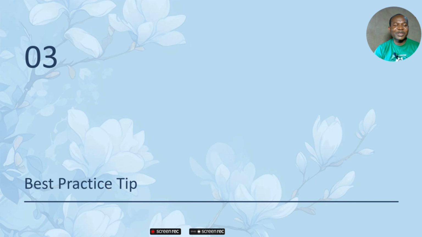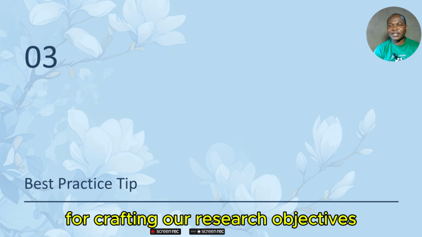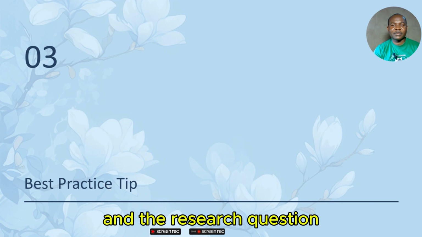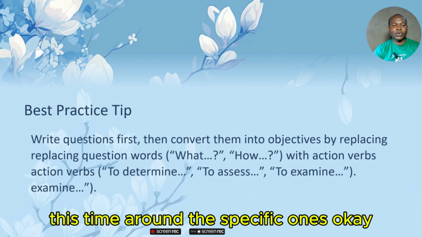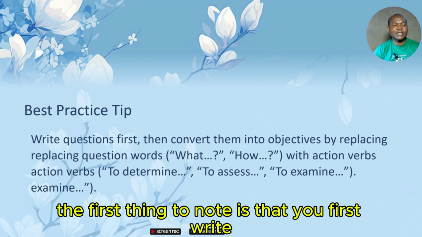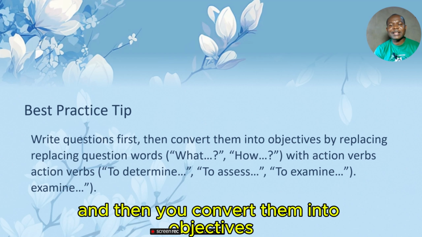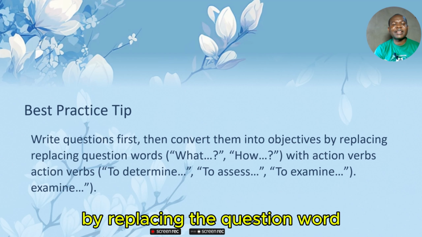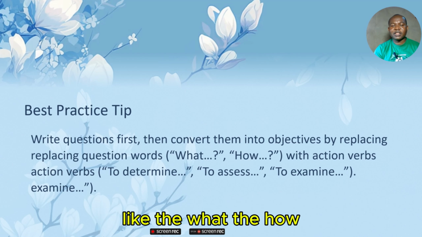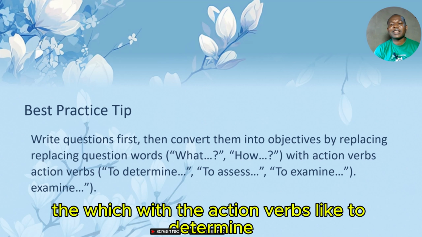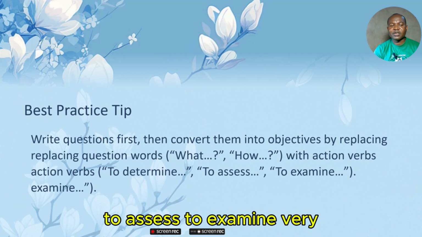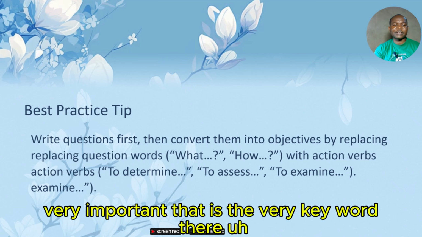Now, let's quickly look at the best practice tip for crafting our research objectives and the research question. This time around, the specific ones. The first thing to note is that you write the questions first, and then you convert them into objectives by replacing the question words, like the how, the which, with action verbs, like to determine, to assess, to examine. Very, very important. That is the key word there.